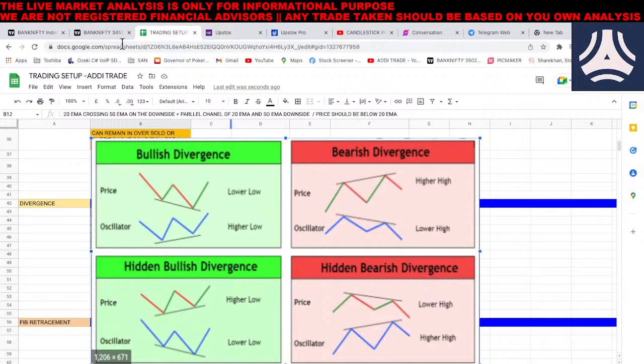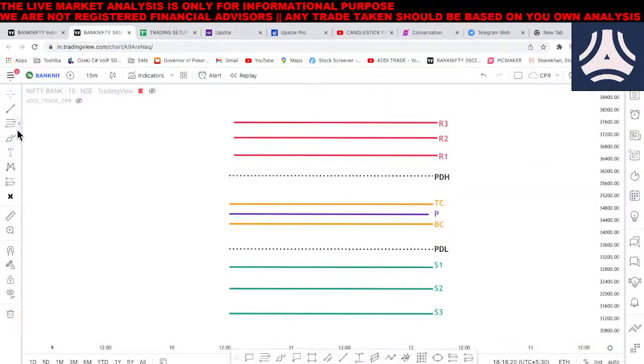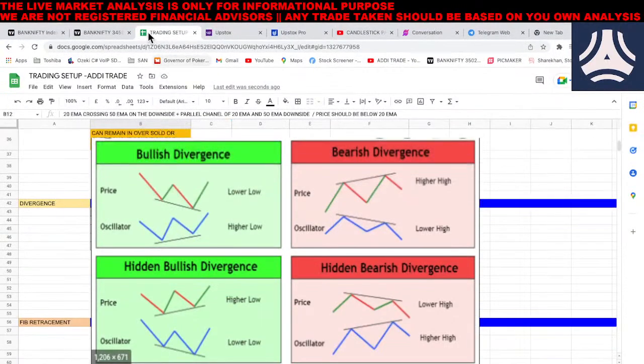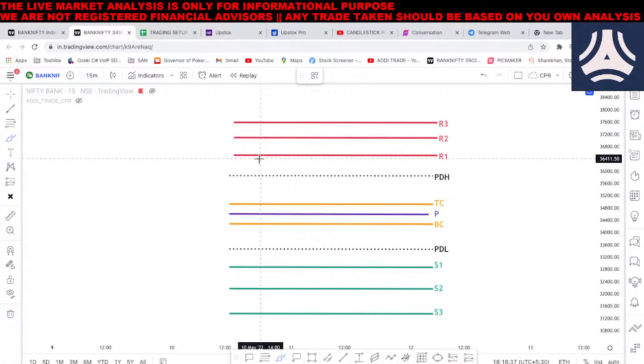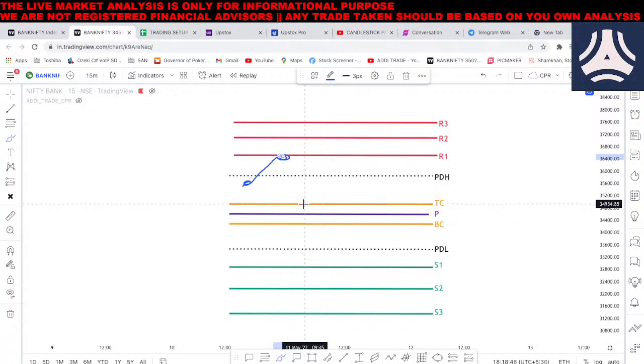So where we will look for this is whenever the first setup is in play, that is our first setup, what I mentioned, right? This one: if the price opens between CPR and R1, the price can take resistance at R1, the previous day high, and reverse back to CPR. So when the price opens here and the price goes up, and you're seeing a bearish candle rejecting this R1, you're expecting a dip until the CPR.